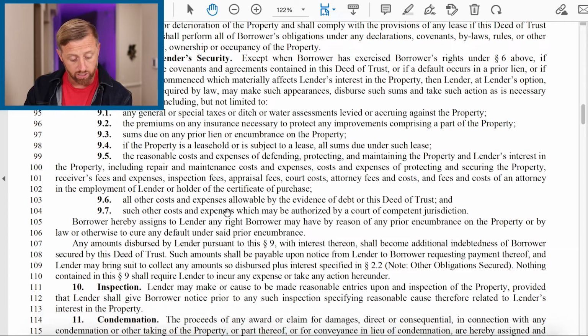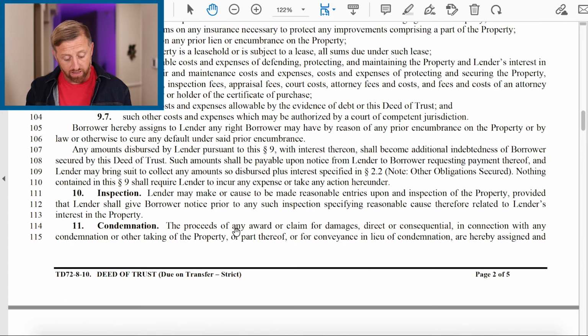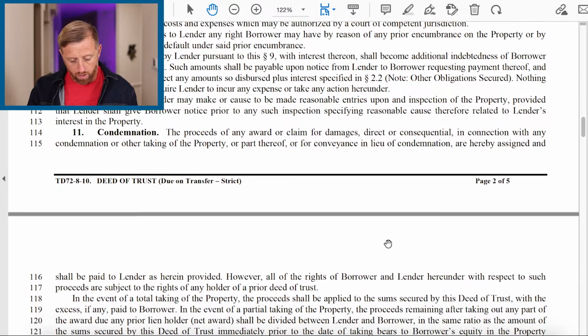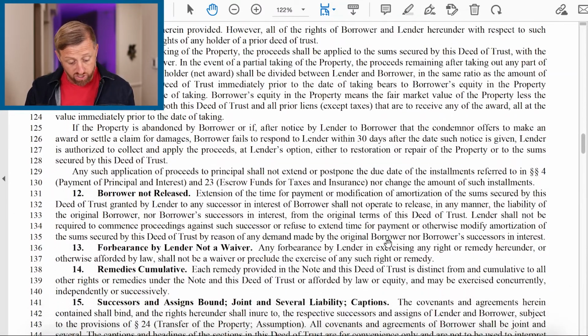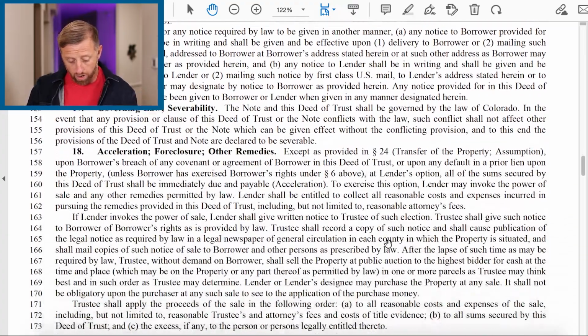Protection of lender security. Definitely you want to protect the lender security because at the end of the day, the lender doesn't want to get stuck with a bad asset. Inspection, the lender can come in and inspect it anytime they like. Condemnation, the proceeds of any award or claim damages direct consequential in connection with any condemnation or taking of the property or part thereof. Borrower is not released basically until this is paid for, and so on and so on.